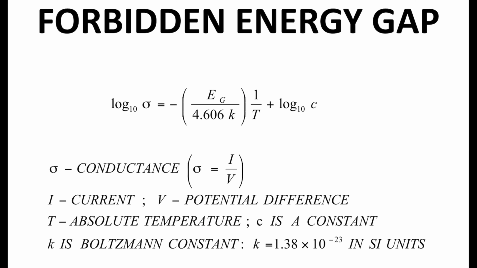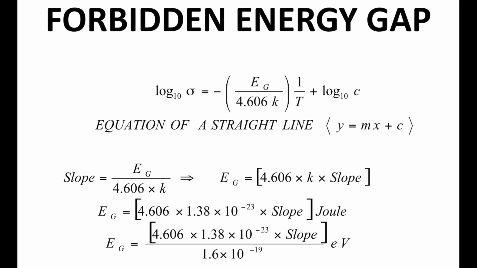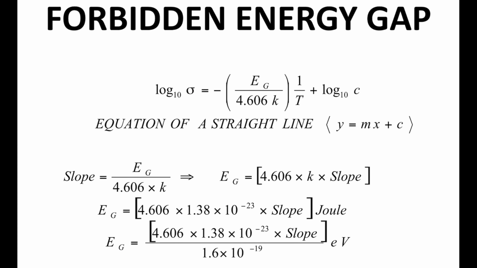K is Boltzmann constant. This equation shows that if log sigma is plotted against 1 over T, a straight line graph will be obtained, and graph will have a negative slope of magnitude Eg upon 4.606 multiplied with Boltzmann constant K. From the slope of graph, energy gap can be determined using the value of Boltzmann constant in SI units. Energy band gap can be obtained in joule, and then by dividing with 1.6 into 10 raised to the power minus 19, that is charge on 1 electron, the value of energy band gap can be converted into electron volts.